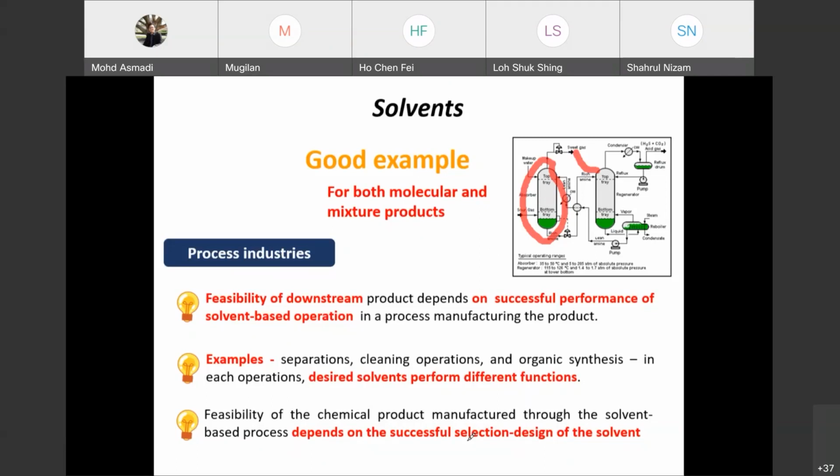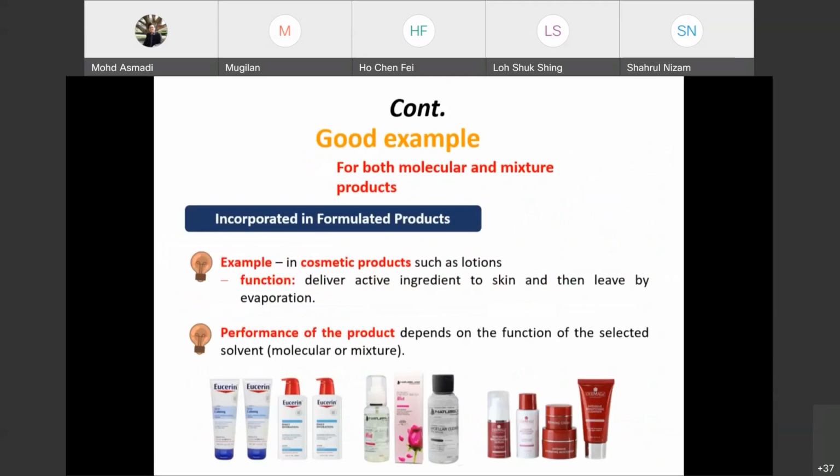So for the formulated products, the mixture blend is incorporated in the formulated product, for example cosmetic products. The function is to deliver active ingredients to the skin and then leave by evaporation. This one is the skincare, so the boiling point should be lower than the room temperature. Room temperature in Malaysia is around 28 to 30, so it should evaporate.